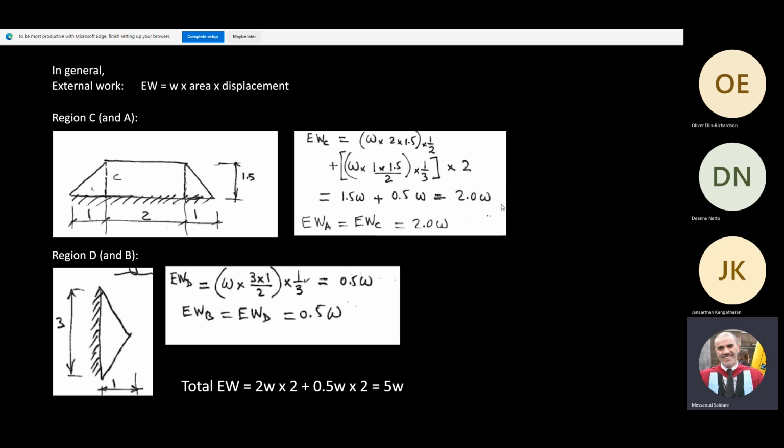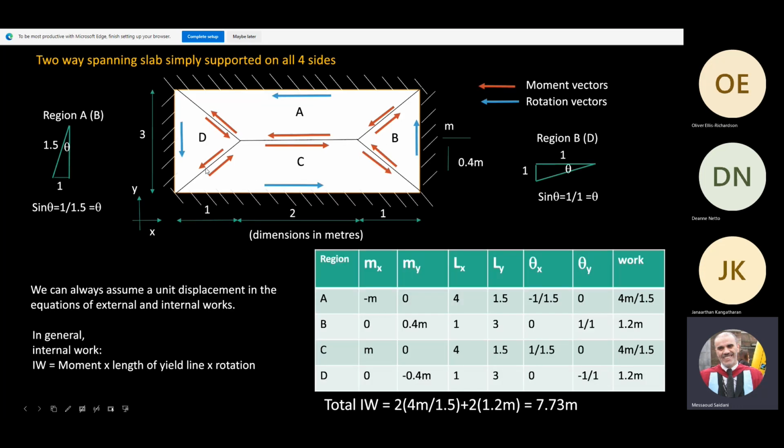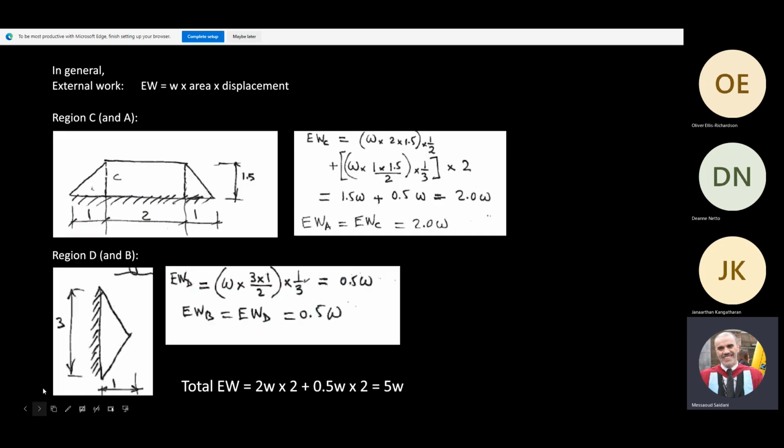It's very simple. You just divide your region into simple shapes and add them up together. Now remember that A and C are identical, so I have 2W for A as well. Now, when we go to region B or D, this is the triangle. We are looking at this here. So we have 3 meters, and we have 1, and it's simply supported on this edge.